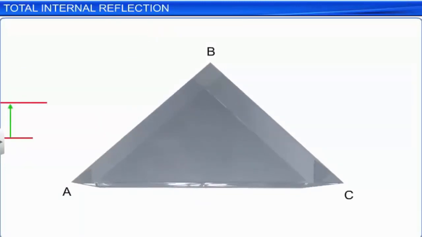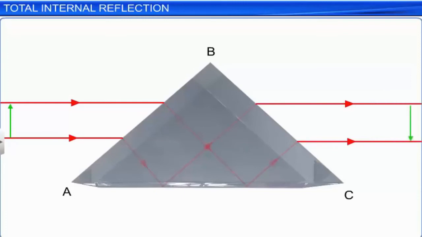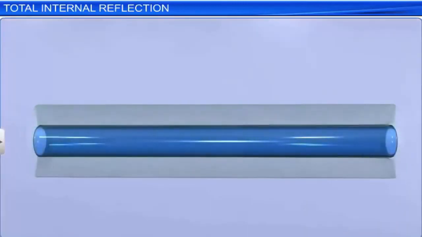Another application of total internal reflection is in optical fibers. Optical fiber is usually fabricated from glass or quartz and consists of core and cladding. The refractive index of the core material is a little higher than that of cladding material. When light is allowed to enter the core in such a way that the angle of incidence at the core-cladding interface is greater than the critical angle, it will undergo successive total internal reflections all along its path in the core.